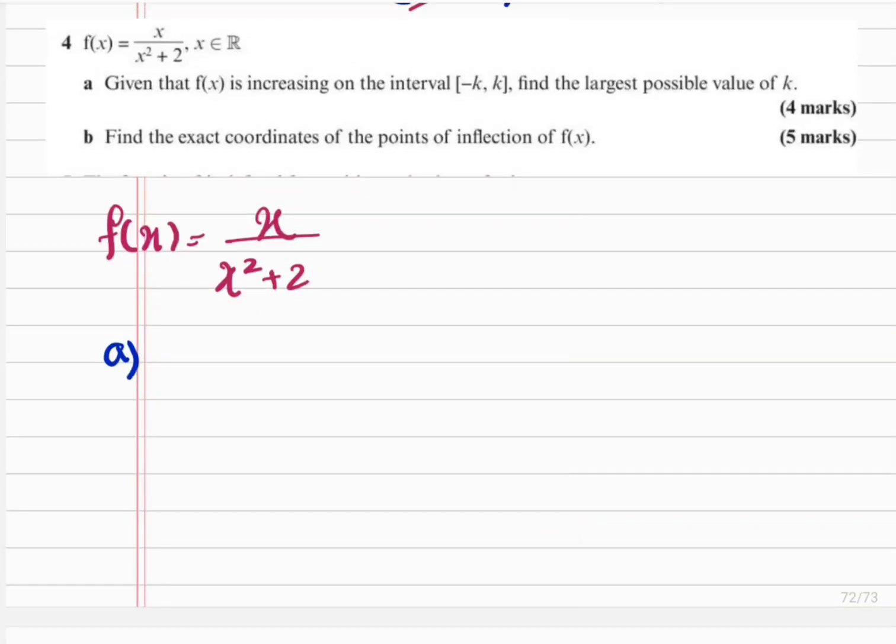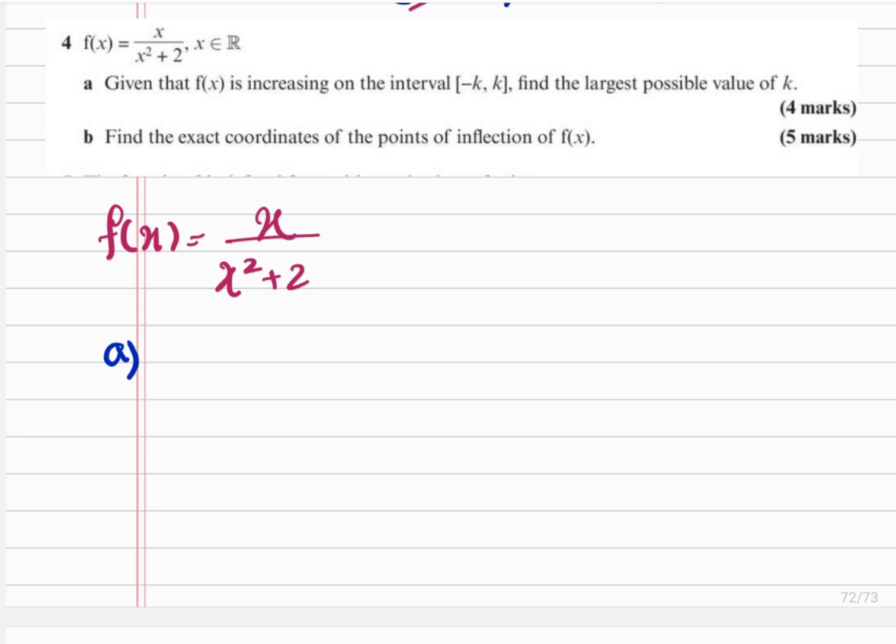Hi everyone, this video is on the mixed exercise 9 question 4. We have the function f of x and we want to show that it is increasing on the interval minus k to k, and the task is finding the largest possible value of k.